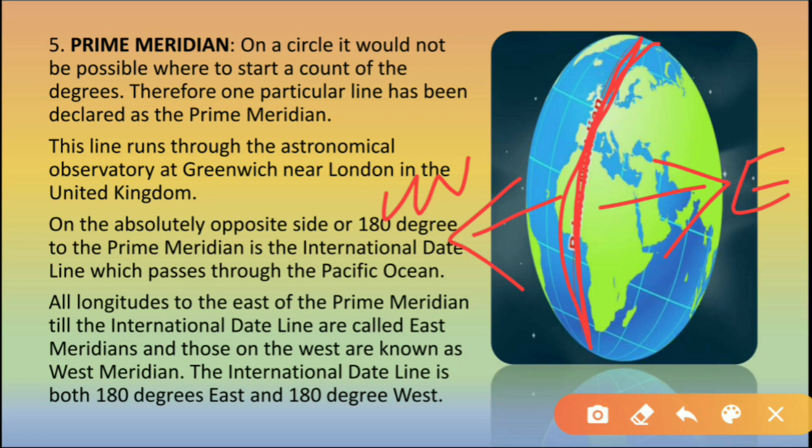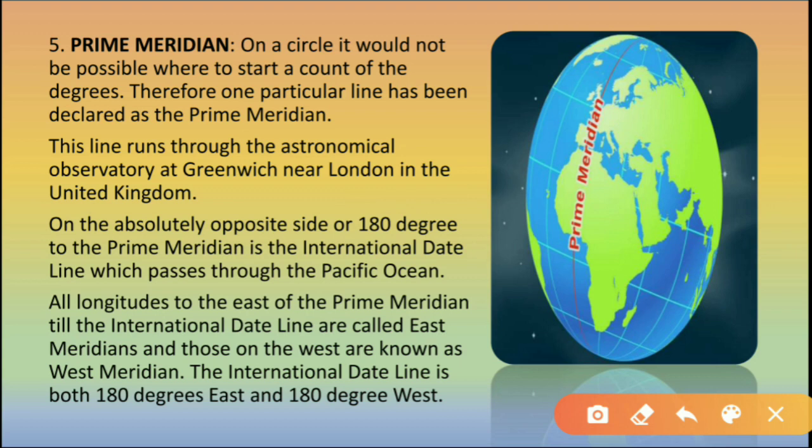So the equator divides the earth into the northern hemisphere and the southern hemisphere, but the prime meridian divides the earth into the western hemisphere and the eastern hemisphere. Understood? See the next paragraph.